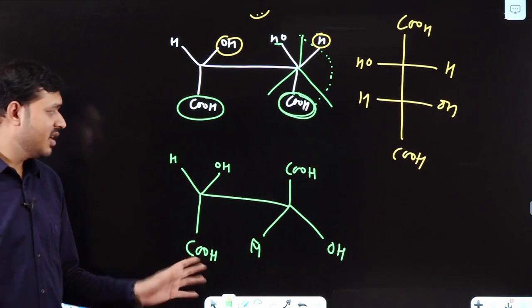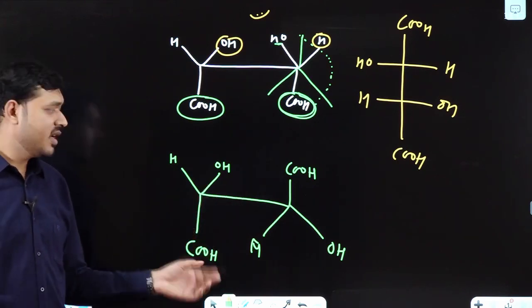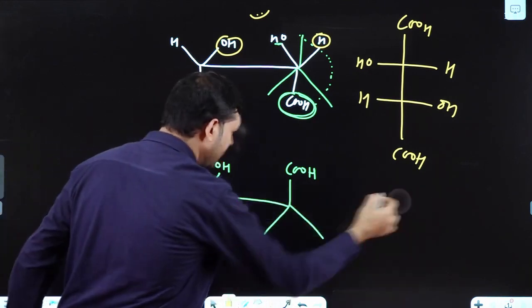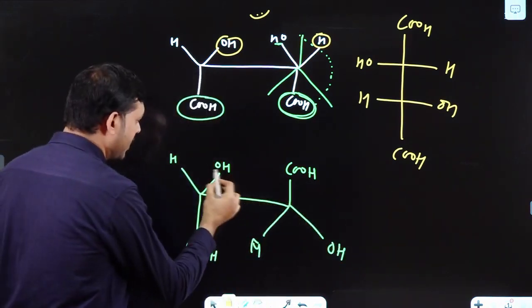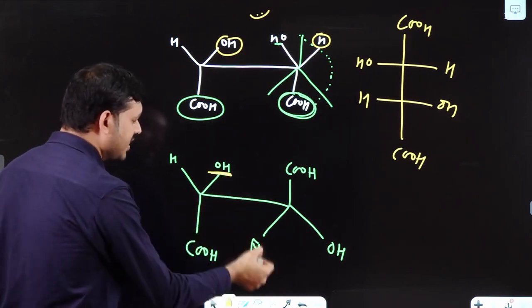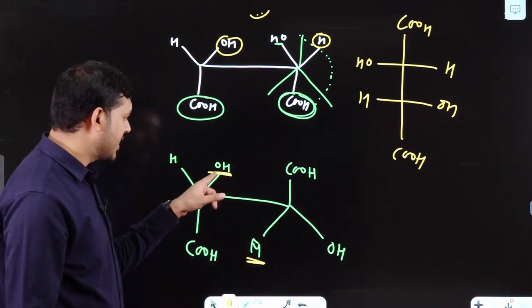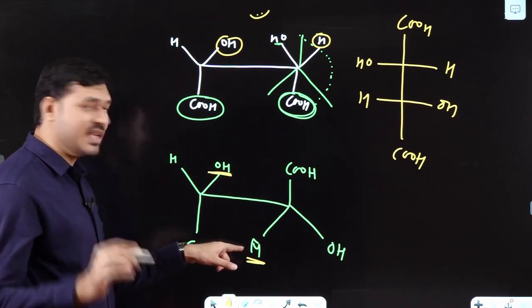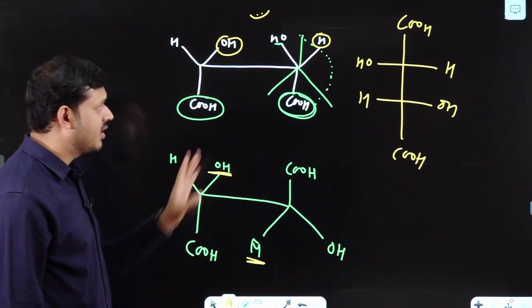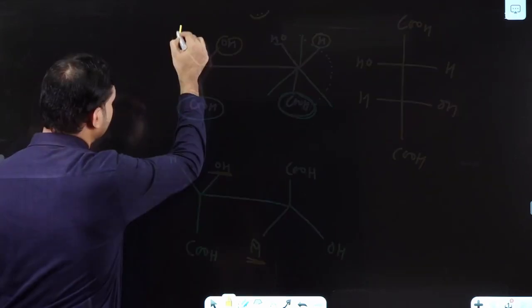Now from this also you can observe that this is not a meso part. How? Anti parts are, this must relate with this. So here this is OH, this is not OH, this is H. So you can see this OH and this H are on same side. So in that way you can observe. Clear to you all?